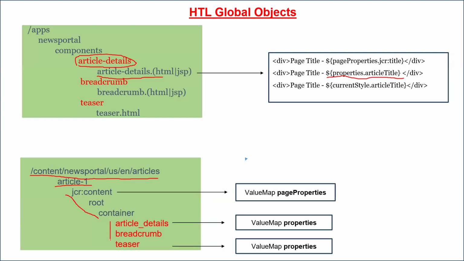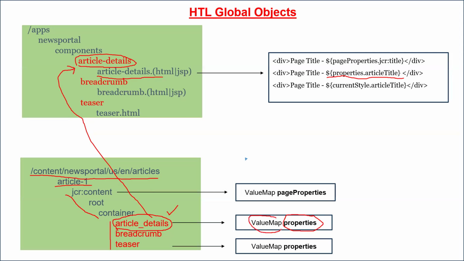And each content node is pointing to one component. So for example, article detail is a content node. In this content node, we have multiple properties: article title, article description, article image, title type, article expiry, article labels, related articles. Before forwarding the request from this content node to the component, Sling generates one object called properties. Properties is an object name, but the backend API class name is value map.